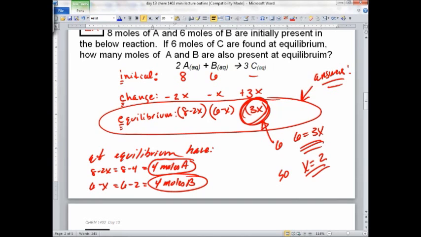And then they want to know the equilibrium composition, so you really should give them all. How many moles of C do I have at equilibrium? 6. Don't write 2, because they told us there's 6. That's 6 moles of C. So this would be a complete answer.